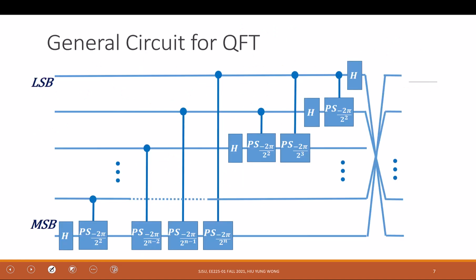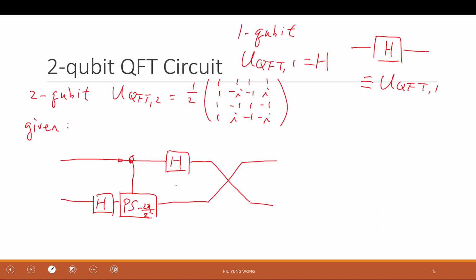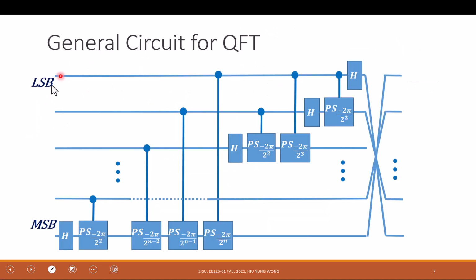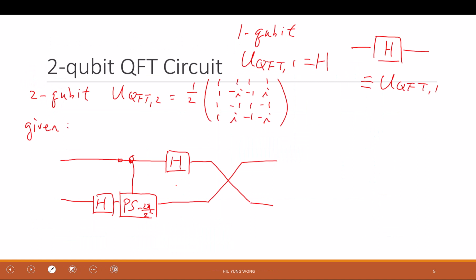Okay. Now later I will show you the general circuit, but you can see here, right? The general circuit is a Hadamard gate with a phase shift gate, a Hadamard gate with more phase shift gates on each qubit, and eventually you have a swap gate. Okay, we'll not talk about this later, but here I actually use it as a cheat sheet, right? So this is LSB. This is MSB.